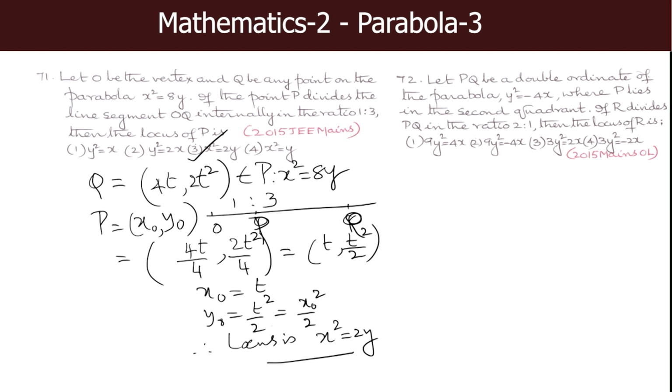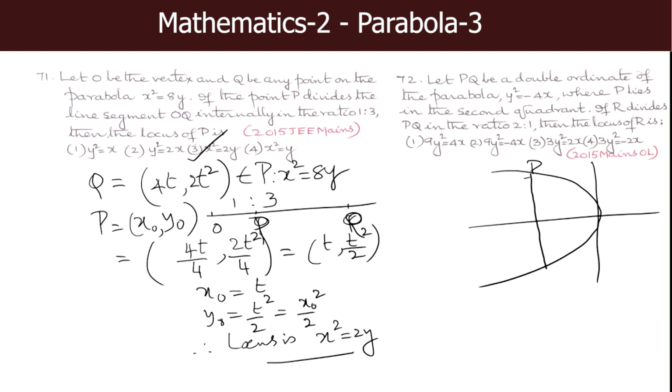A similar question, of course, in the online paper. Let PQ be a double ordinate of the parabola y square equal to minus 4x, opening towards left, where P lies in the second quadrant. This is the x axis and this is the y axis. PQ is the double ordinate of the parabola y square equal to minus 4x, where P lies in the second quadrant.